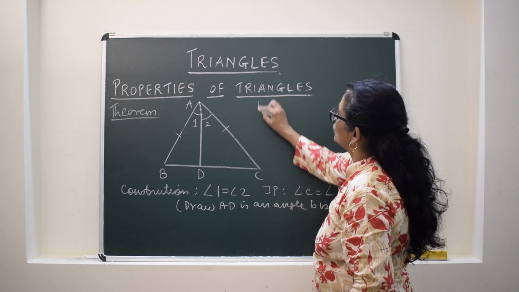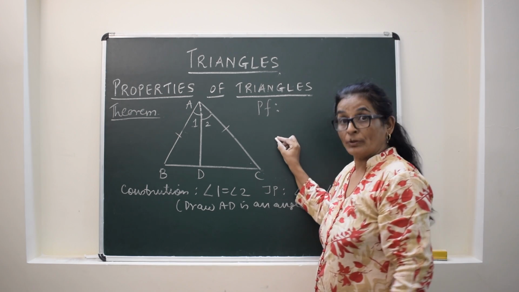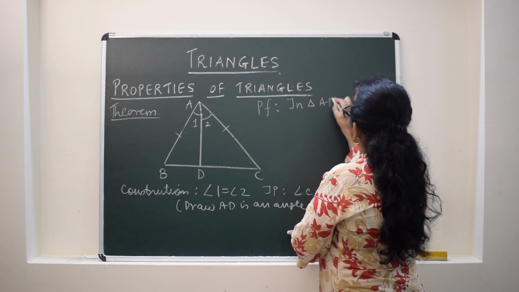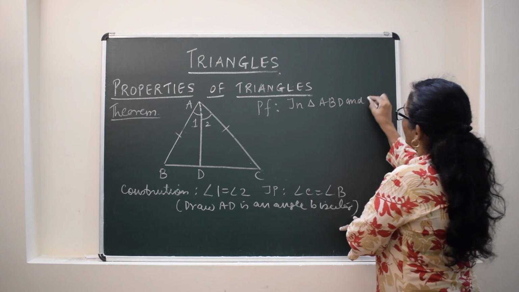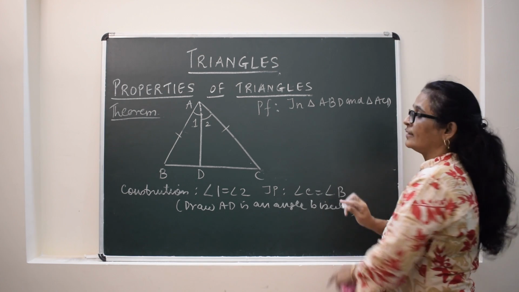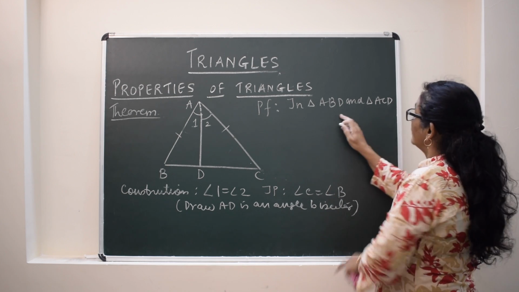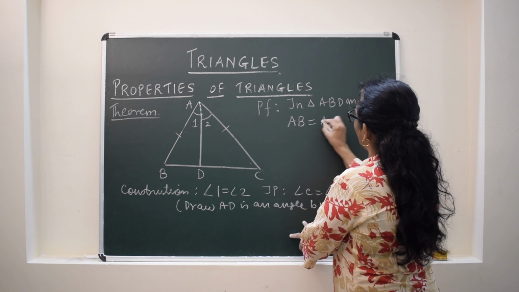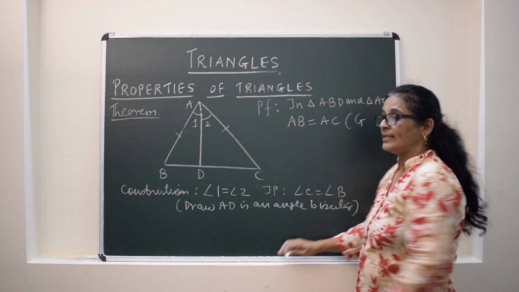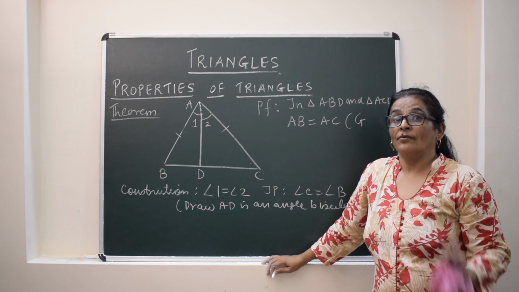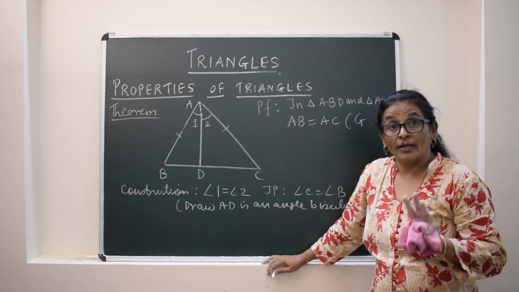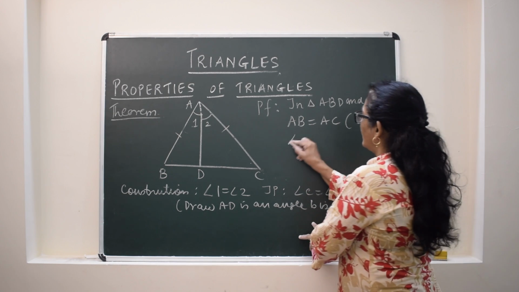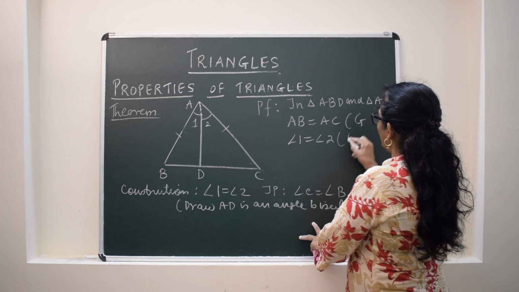So first you have to choose the triangles which are to be proved equal and congruent. So which two triangles we have to take? Triangle ABD and triangle ACD. Now, what is given? AB is equal to AC. This is given. Always remember, to prove the congruency, we require 3 elements, and we have to mention the reason also. These two are given equal. Now, angle 1 is equal to angle 2 by construction.